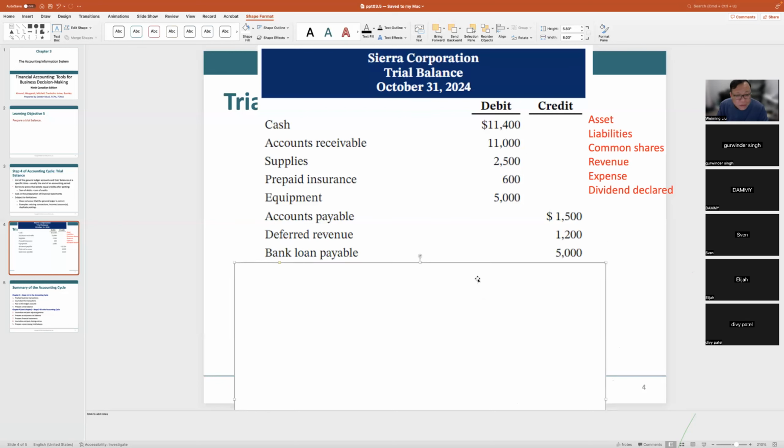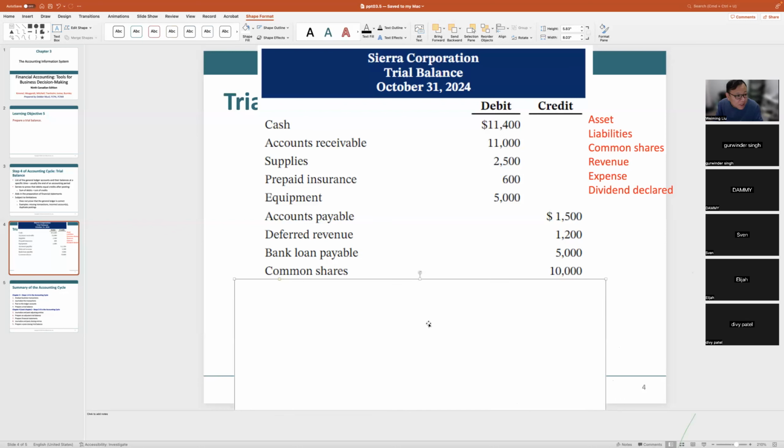Bank loan payable, what is this? Liability. This is something you owe to the bank. What's accounts payable? Accounts payable is the money you owe to your suppliers. If you do business, you have suppliers. So that's what you owe.